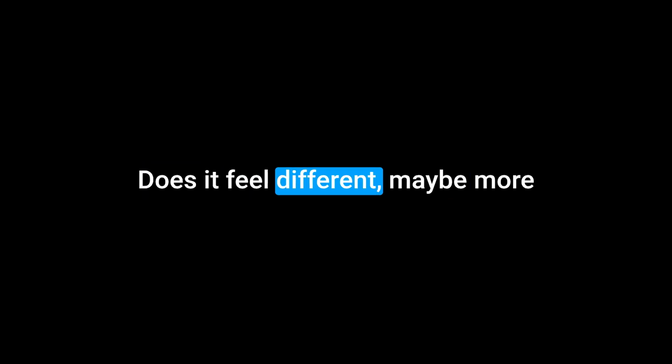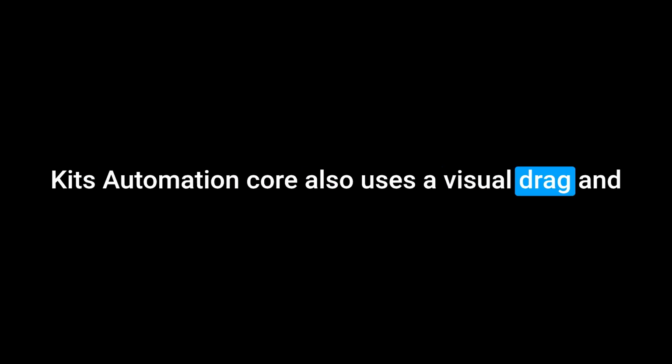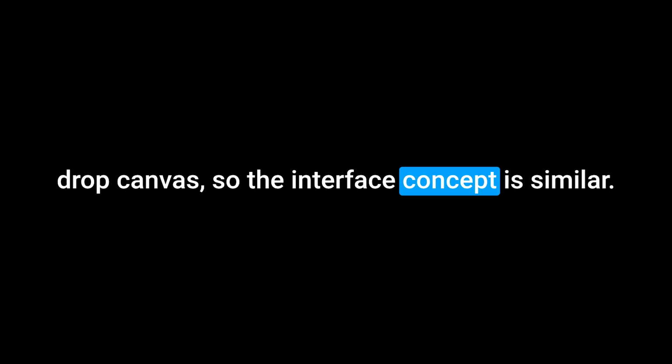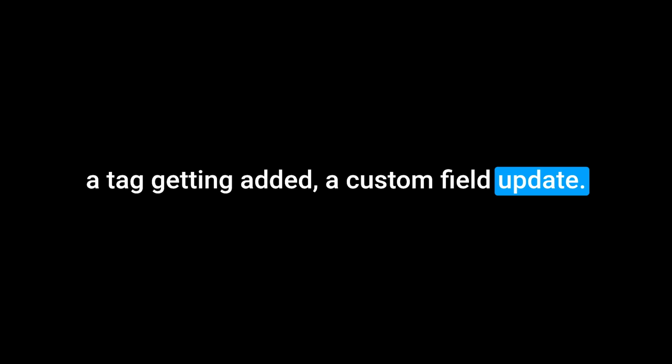Okay, turning to Kit's automation then. With that creator focus, how does their automation core tackle these journeys? Does it feel different, maybe more focused on content delivery? Kit's automation core also uses a visual drag-and-drop canvas, so the interface concept is similar. Entry points can be a form sign-up, a tag getting added, a custom field update. Actions include adding or moving tags, subscribing someone to a sequence, adding delays. Pretty standard building blocks. Right. They also use events, things like date occurs or product purchased, and conditions like checking if someone has a specific tag or belongs to a segment to create that branching logic. So similar logic capabilities. Similar logic, yes.